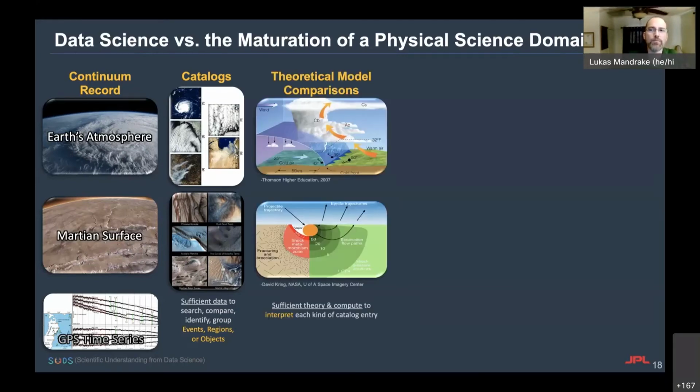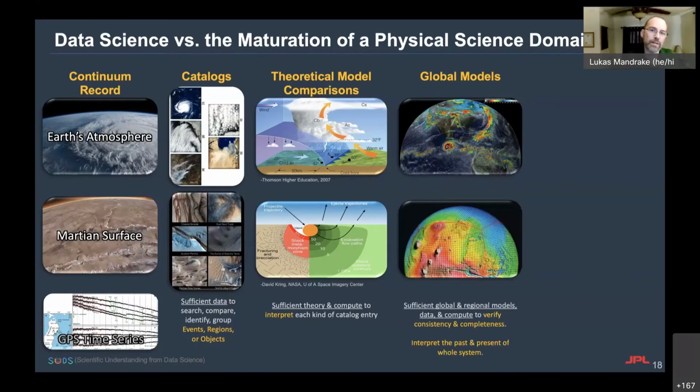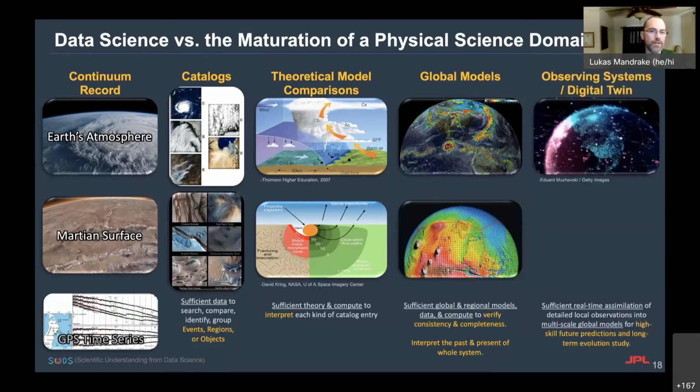The next step involves theoretical modeling of specific catalog entry types, translating observation to explanation. This doesn't proceed evenly, with common events likely understood first and rare events lagging. This step requires sufficient theory to build and validate explanatory models. One next step may be to connect these models in an integrated system simulation capability. The focus then is to verify consistency between components, gap analysis of what's still missing, and detailed interpretation of the larger scale past and present. Finally, full-scale models become assimilative observational systems, ingesting real-time data from multiple sources and providing skilled multi-scale predictions of the past, present, and future. Each science subdomain, for example, Earth's atmosphere versus the Martian surface above, is at a very different point in this journey of understanding.